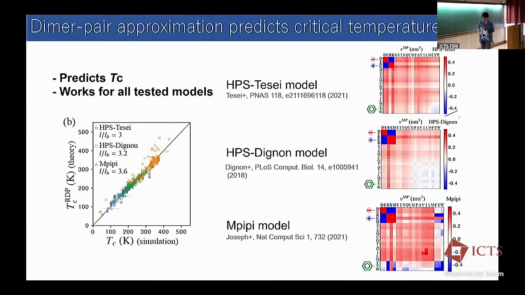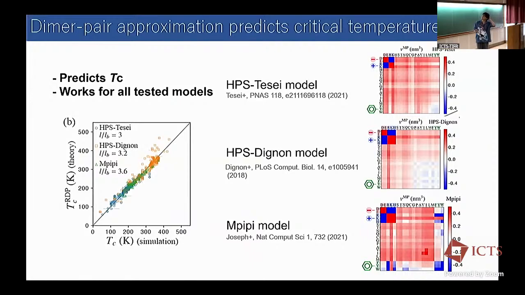And now we directly test the TC, the critical temperature. So this is based on the phase separation simulation. And this is pretty good. So we compare the simulation TC versus the theory-predicted critical temperature, and they are nicely aligning.